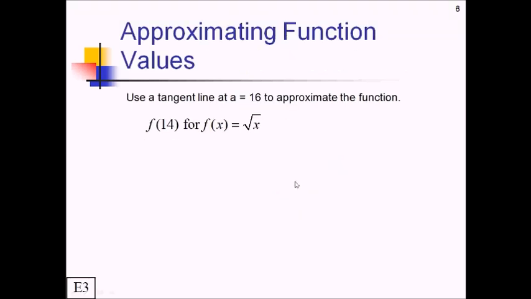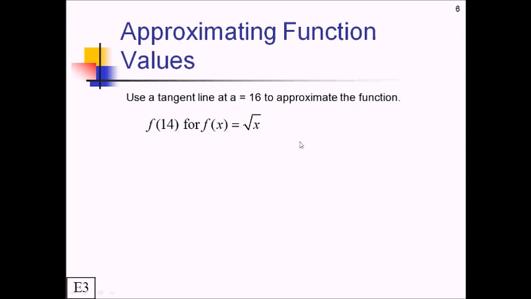For our last example, we're going to go a little bit beyond what we did on the last problem. Instead of writing the equation of a tangent line, now we're going to use a tangent line at a equals 16 to figure out f of 14 for the square root function. So we're basically going to plug a value into our tangent line after we have written it. So pause the video and see if you can write the tangent line with these conditions, and then we'll go from there.